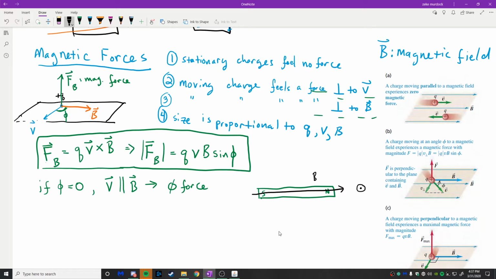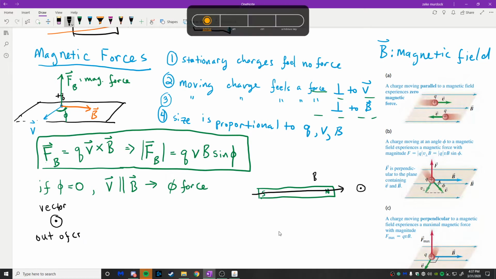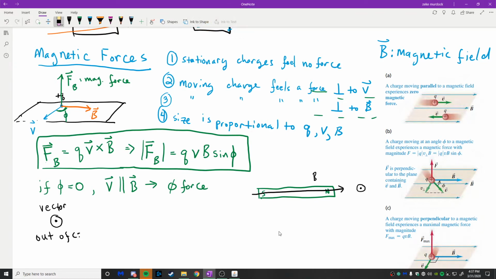And I'm going to give you guys some notation right here. If I draw a vector like this, this would be a vector that's coming out of the board. A vector that points out of the screen, I guess is what we would say now since we're on screens. This vector means out of the screen. And if I put in a vector with an x, this means into the screen. Does that make sense to you guys?